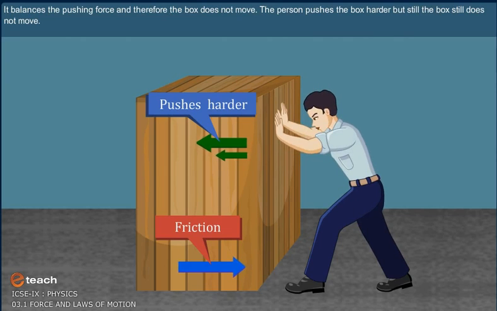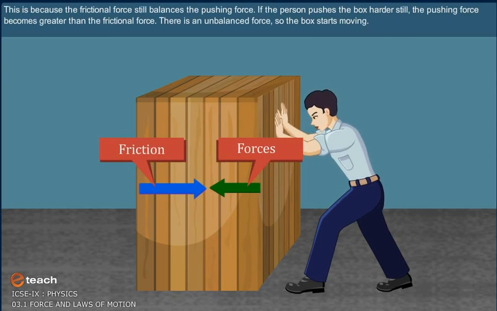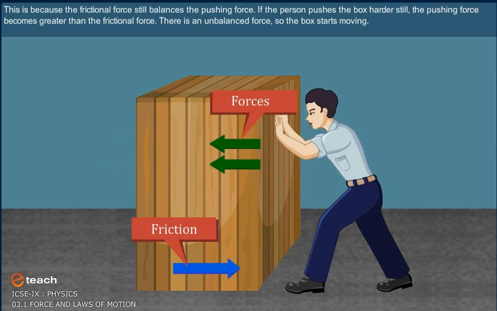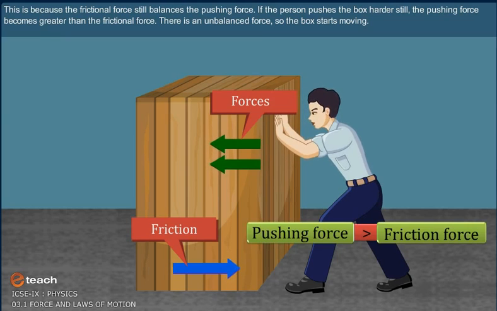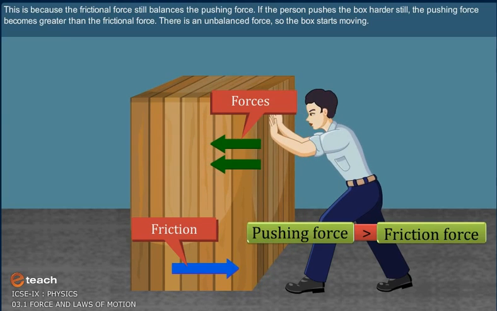The person pushes the box harder, but the box still does not move. This is because the friction force still balances the pushing force. If the person pushes the box harder still, the pushing force becomes bigger than the friction force. Therefore, there is an unbalanced force, so the box starts moving.